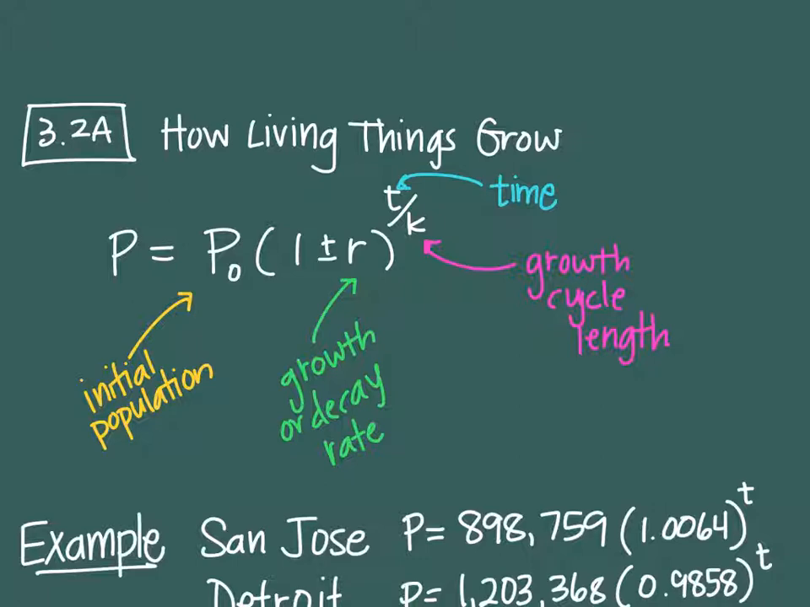So that's our model right now. Now the question you might be asked as a follow-up: how long until there are 350,000 bacteria? So where do I put the 350,000? Where the P is. So 350,000 is equal to the model of 100 times 2 to the T.